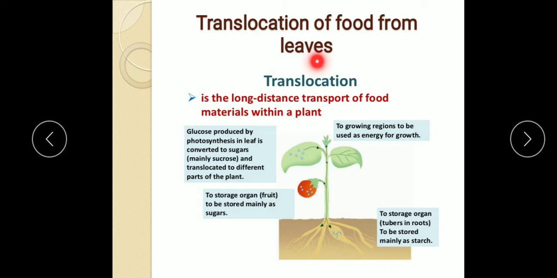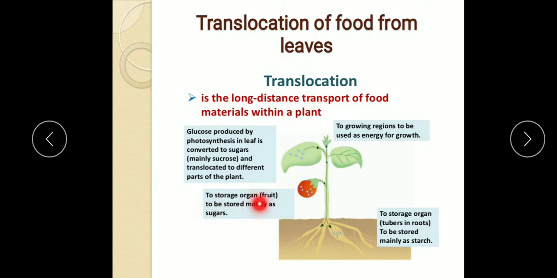That I explained to you. What is phloem? The sieve tubes which are present in phloem transport the food. So, transport of soluble products of photosynthesis, that is the sugar molecules, is called translocation. So, what is translocation? It is the long distance transport of food material within a plant. You can understand this through this diagram also: glucose produced by photosynthesis in the leaf is converted to sugar, mainly sucrose, and translocated, meaning transported, to the different parts of the plant.